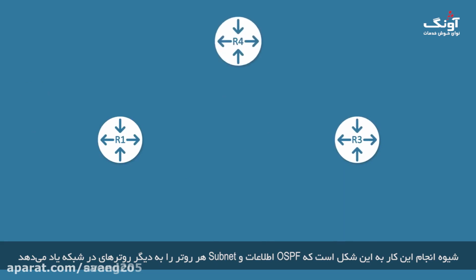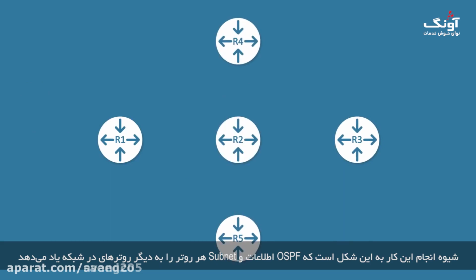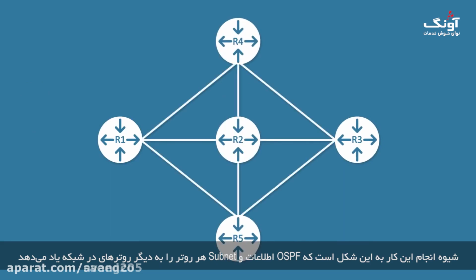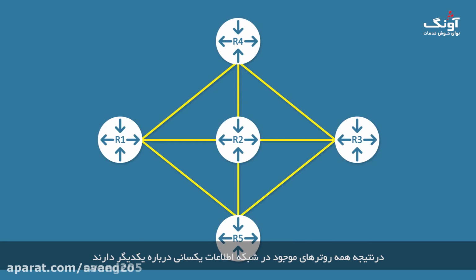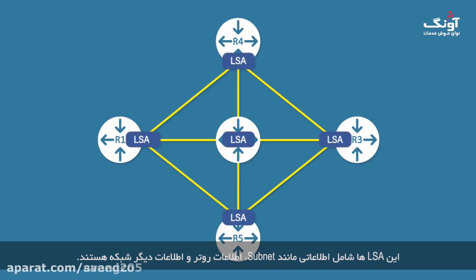So, the goal of a routing protocol is of course to learn routes. Now the way OSPF does this is by learning about every router and subnet within the entire network. The result is every router has the same information about the network as each other. The way routers learn this information is by sending out what's called link state advertisements, or LSAs. Now these LSAs contain information about the subnet, router, and some other network information.